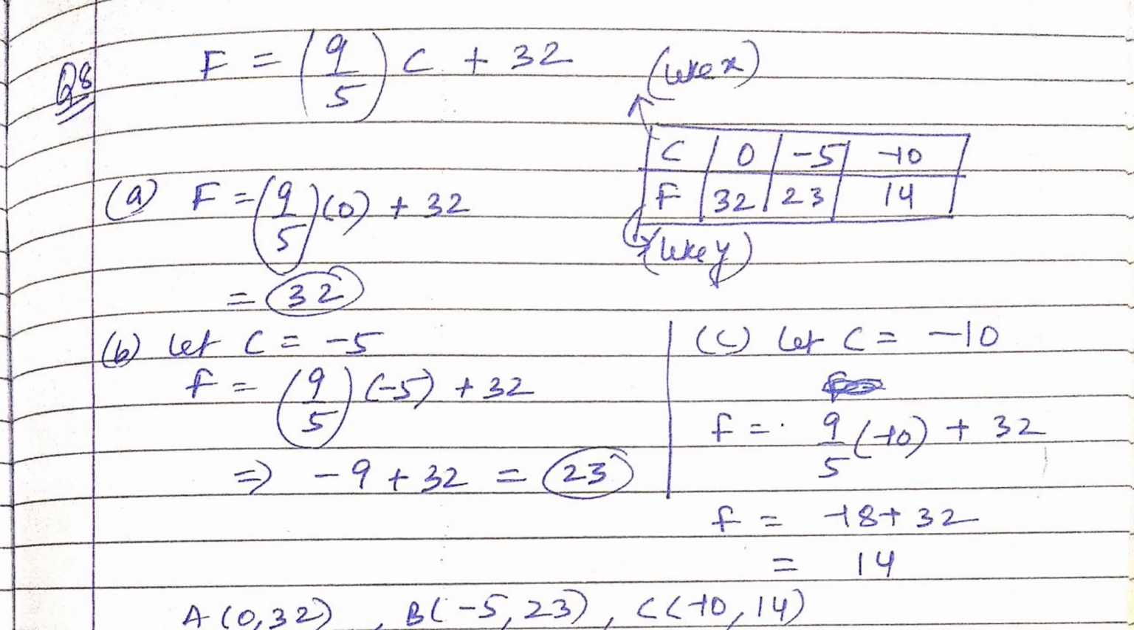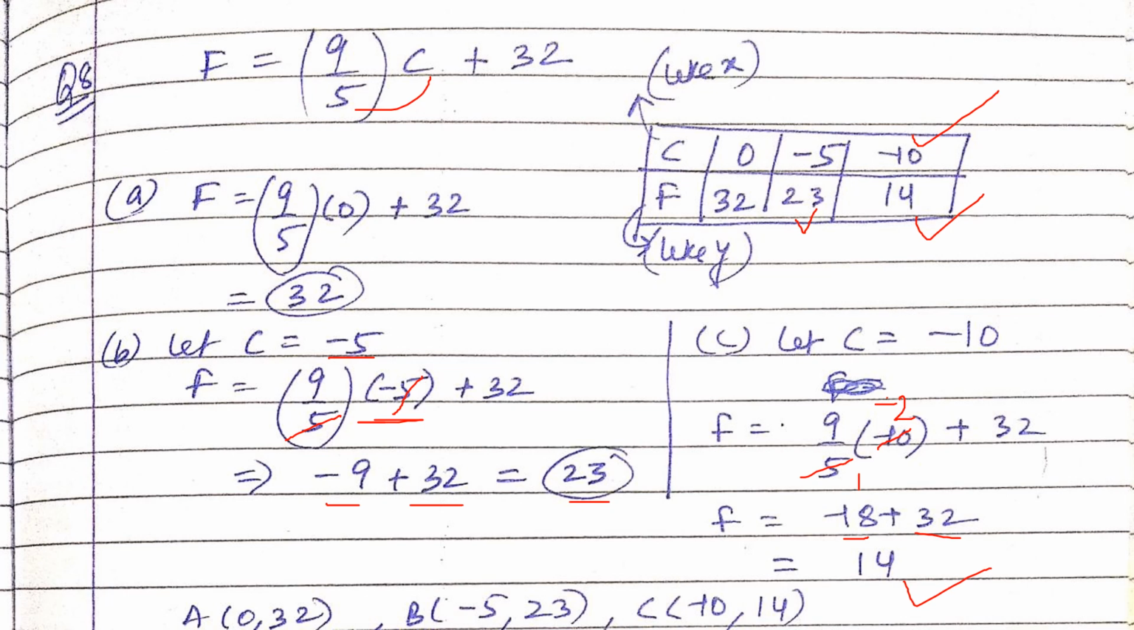Let's see what happens. I just replace C with minus 5 like this. This 5 and this 5 will cut. Minus into 9 becomes minus 9 plus 32. It becomes 23. So we have got the output as 23. Again, the third input I have taken as minus 10. Same reason, because 5 can divide minus 10 very easily. So 5 ones are 5, minus 2s are. So minus 2 into 9 is minus 18 plus 32. So we will get 14 as the third output.